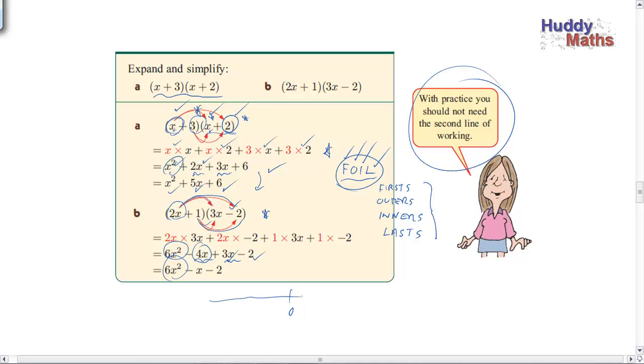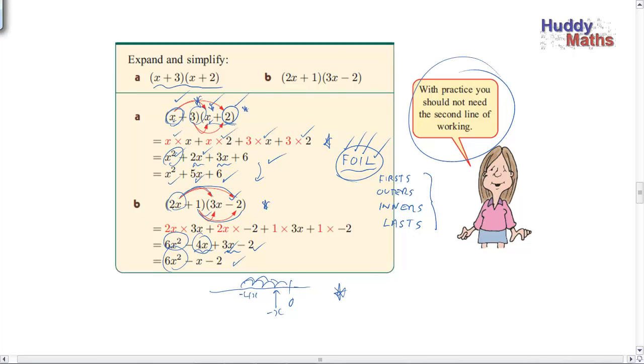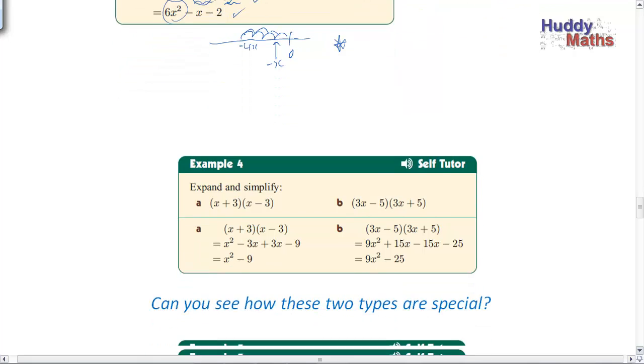Let's go along the number line here. Neg 4x down there, and then plus 3x would be back up here, which is just neg 1x, or just neg x, and then the neg 2. Do you get the idea? Try and keep in mind, you don't have to draw this diagram, but keep in mind how to work with directed numbers. Okay, let's keep going. You'll get a chance to practice in a minute.